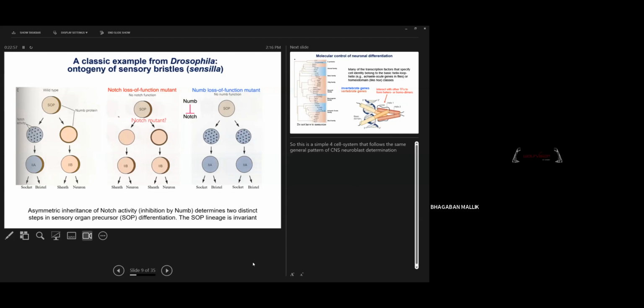If I give a scenario where Notch is mutated, what happens in the Notch mutant? You don't have Notch activity, so all the cells will become like SOP2B. So this will form sheath cell and neuron, sheath cell and neuron. You will have two sheath cells and two neurons, because you don't have Notch activity, so it's not producing the other kind of cells. Now, if you have loss of function, where NOM is mutated, what will happen? Now you have the Notch activity, so it forms socket cell, basal cell, socket cell, basal cell.